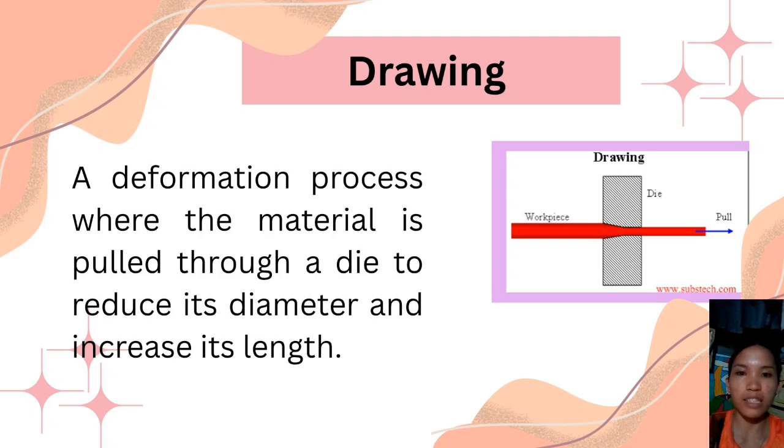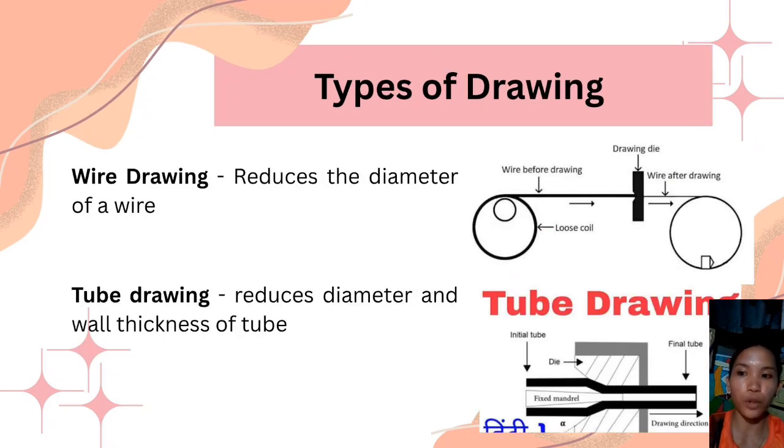Now next, let us move forward to the types of drawing. There are 3 types of drawing. First is wire drawing, second is tube drawing, and the last one is deep drawing. Wire drawing reduces the diameter of a wire. It is applied to wires, as the word wire drawing says.